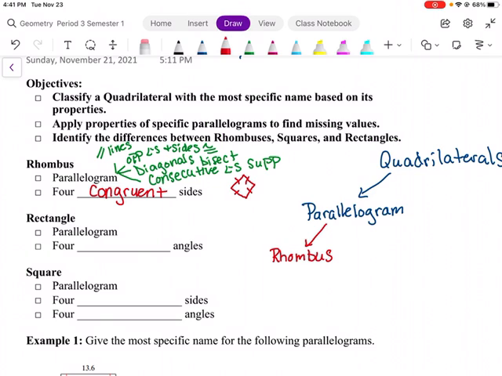The next one is a rectangle, which is also a parallelogram. The classifying characteristic of a rectangle would be that it has 4 right angles. So that would be a second type of parallelogram.